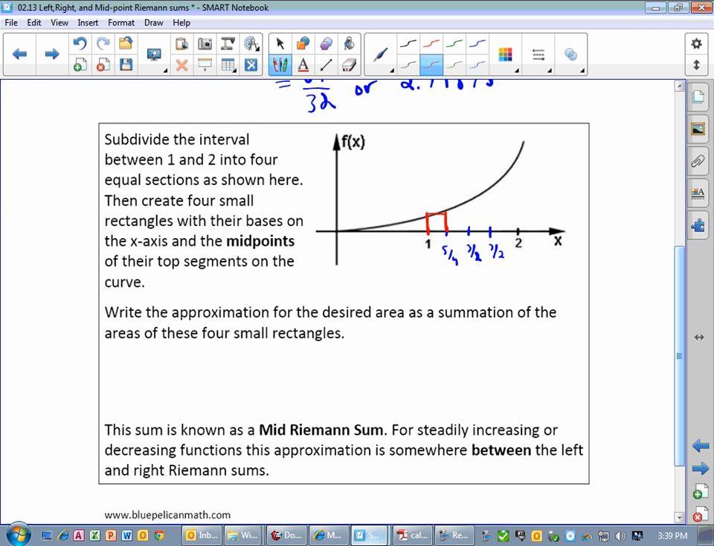Okay, so we've got a rectangle with this midpoint on the curve. We've got a rectangle, and again, I'm going straight up from the middle right here on the curve. Straight up from the middle on the curve.